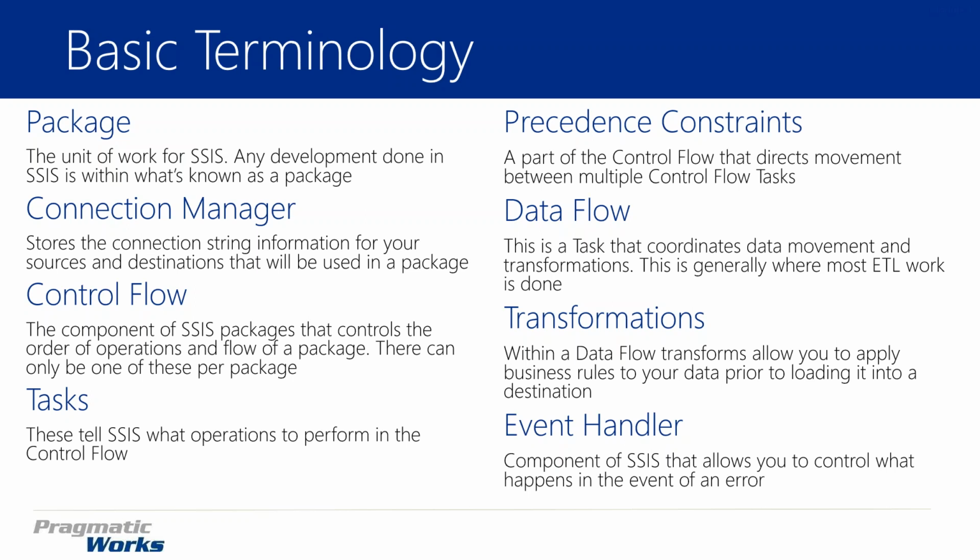The next item you can see are precedence constraints, and precedence constraints define the order of operations for your control flow, kind of like math class. The control flow shows the order of operations, and the order of operations are defined by the precedence constraints. This is where you can tell your control flow where and when to run, and if you can have tasks running in parallel.